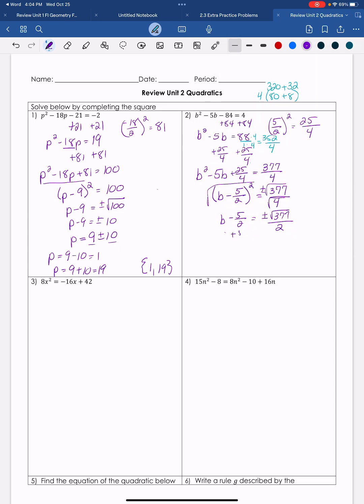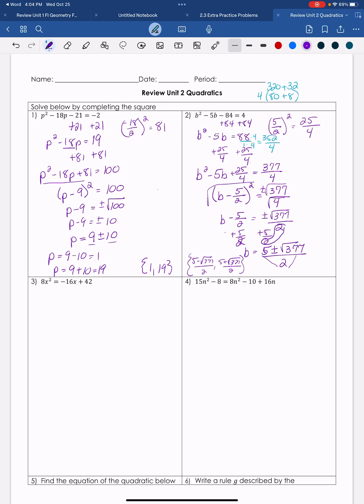I then add 5/2 to each side. b is equal to 5 plus or minus radical 377 over 2, and I can add these like normal because they have a common denominator. Okay, so again, I just add the numerators. There's my 5/2, there's my 377 over 2. So that's my final answer. You do have two solutions. Just remember that that is 5 minus radical 377 over 2 and 5 plus radical 377 over 2.